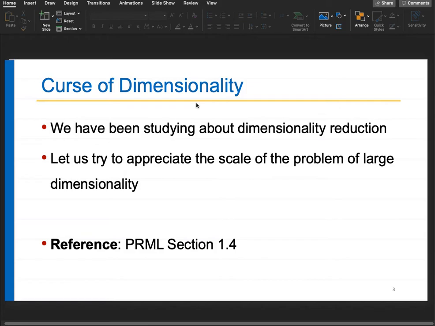A good reference can be PRML section 1.4, which dedicates about 2 pages to explain different aspects of the curse of dimensionality. If there is more dimensionality, it becomes difficult. If the number of dimensions is more, and you're using a neural network or some classifier or machine learning model, it will have more parameters, and to train that, you need more data.